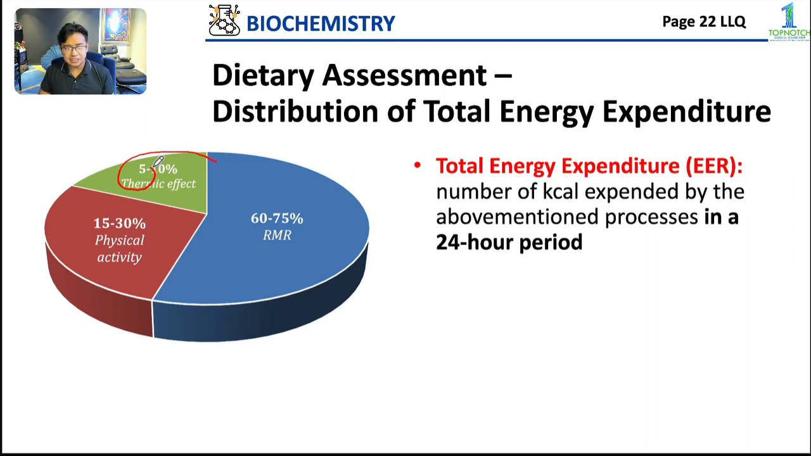While physical activity among them has the greatest variation kasi it will depend on your physical activity. If you are sedentary or even if ikaw ay mas madalas mag-exercise. But among them, the most important in terms of distribution is always your resting metabolic rate or your BMR.